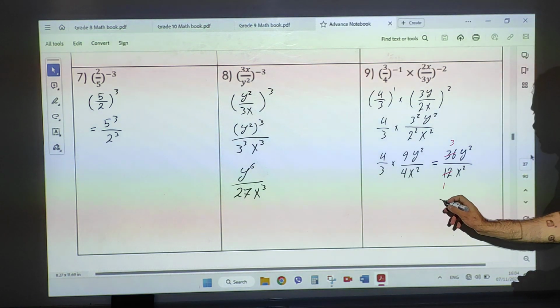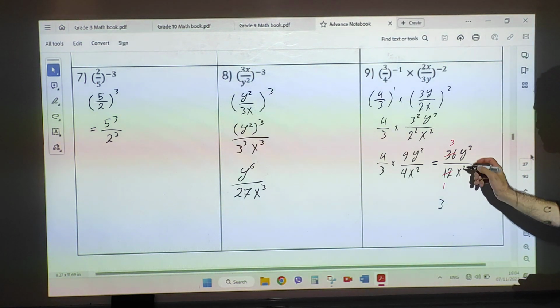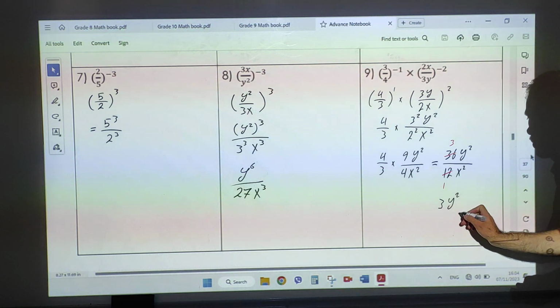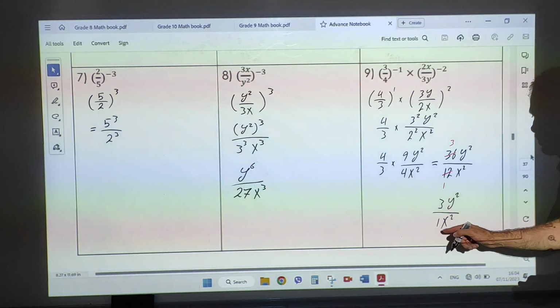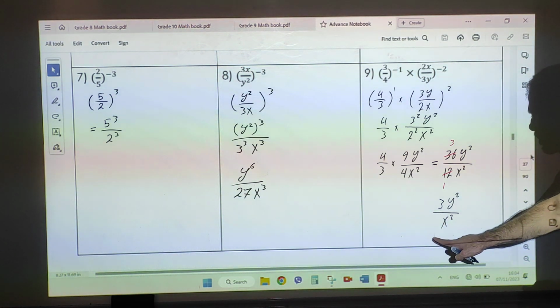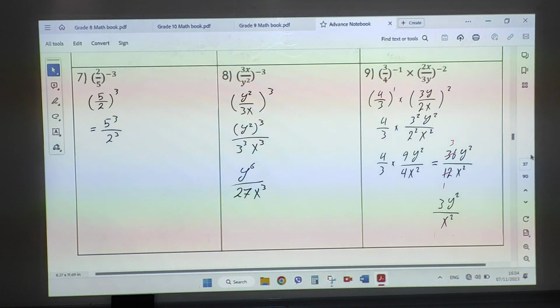It would be 3 y power 2 over 1x power 2. Whenever you have 1 as the coefficient, it's fine to not write it down. It's just x power 2, just like that.